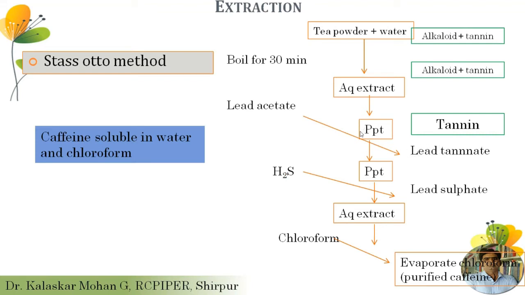But in this case, we don't know how much tannin is present in the solution. For that purpose, an excess amount of lead acetate is added. Excess amount means that lead acetate is added until the precipitation has ceased or stopped. This precipitate is subjected to filtration, and after precipitation we get a clear solution along with the excess amount of lead.